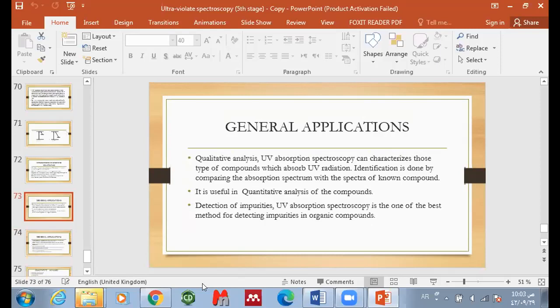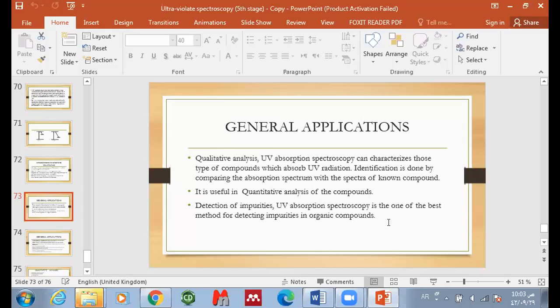And general application for UV visible spectroscopy, quantitative analysis. UV-Vis absorption can characterize those types of compounds which absorb UV radiation. Identification is done by comparing the absorption spectrum with the spectra of known compounds. As you discussed this in the first experiments in your lab.